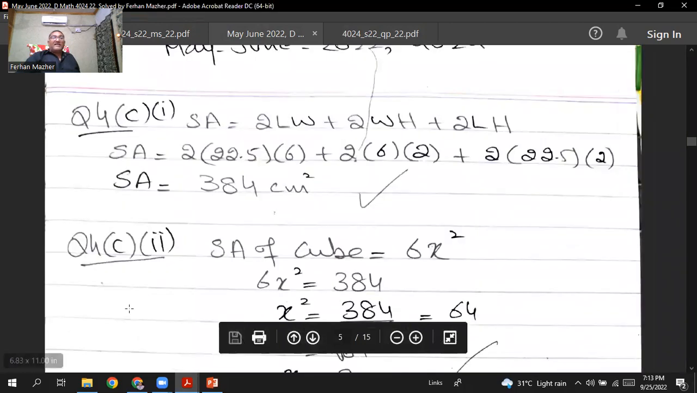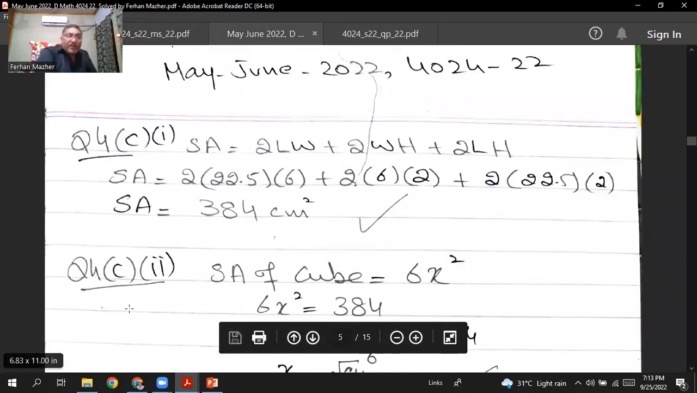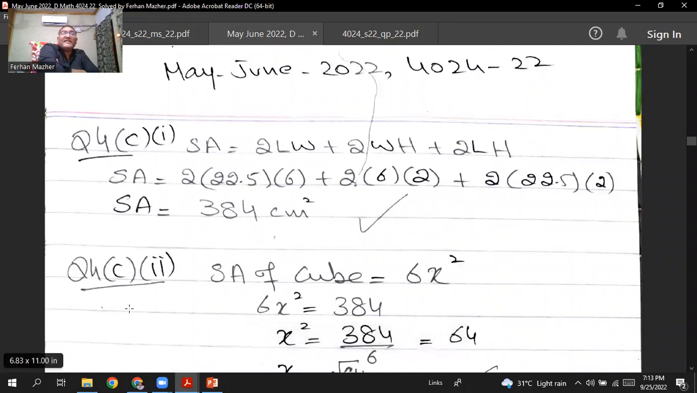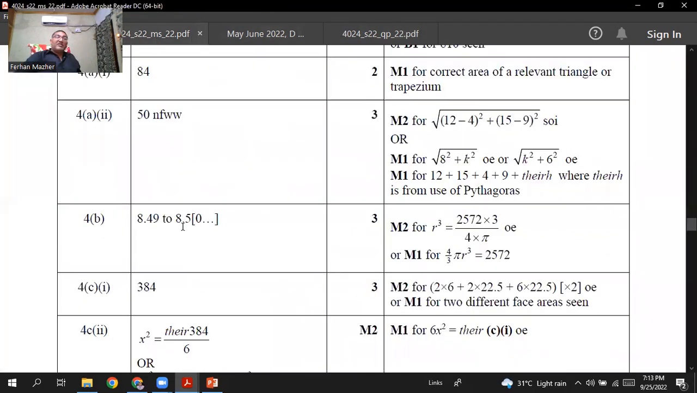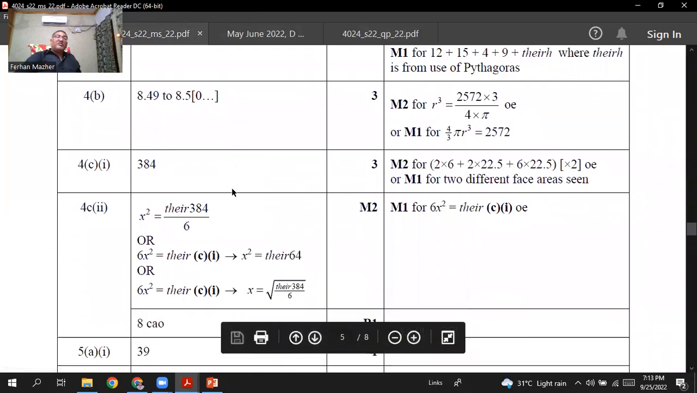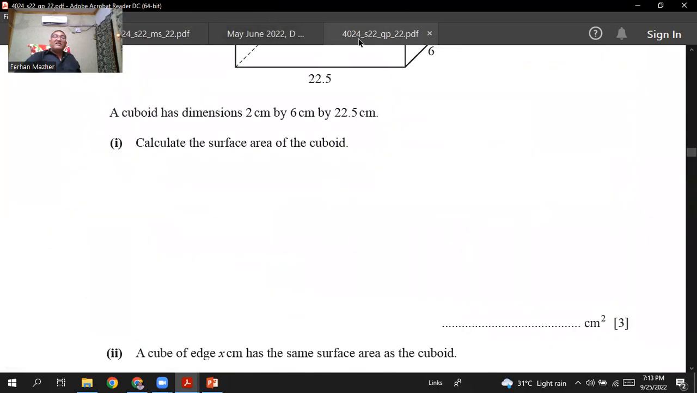So here you can see the solution. Surface area of the cuboid is equal to 2 length width plus 2 width height plus 2 length height. So 2 multiply 22.5 multiply 6 plus 2 multiply 6 multiply 2 plus 2 multiply 22.5 multiply 2. So the surface area will be 384 centimeter square. So surface area will be 384 centimeter square. So our answer is right, sir.